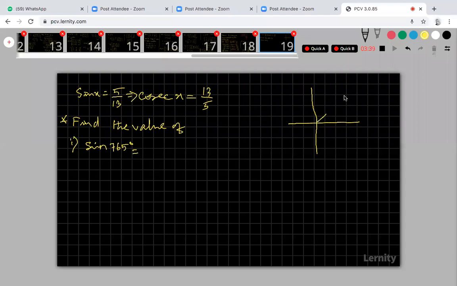Suppose this is your 45 degree. Now look at that. Suppose if you take this, it is totally 360 degree. If you take another revolution, this will become 720. 360 plus 360, that is 720. And 720 plus 45, that is your 765.